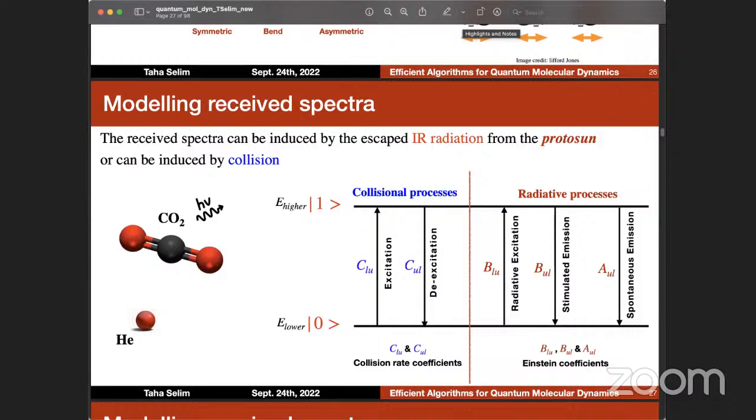So will that nu1 or Q1 take part in this particular scenario? Because you're saying for asymmetric, it is IR inactive.